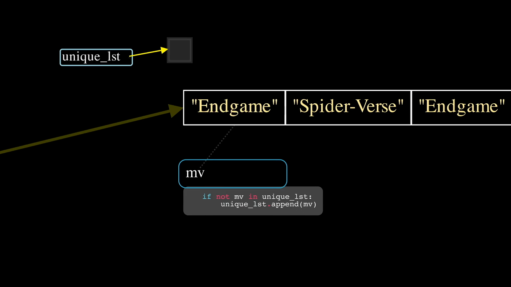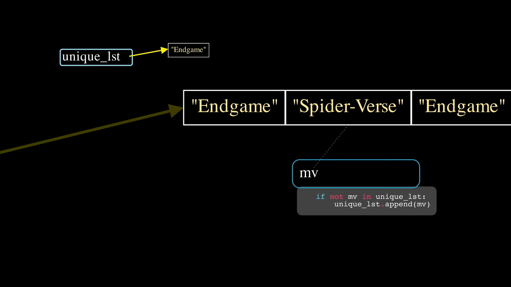As the loop begins, the variable mv stores a string, endgame. By our design, unique list cannot have any redundant element. We only append new movies in there if it is currently not in unique list. At the moment, unique list is empty and endgame is not in there. We append. Hopping to the next one.